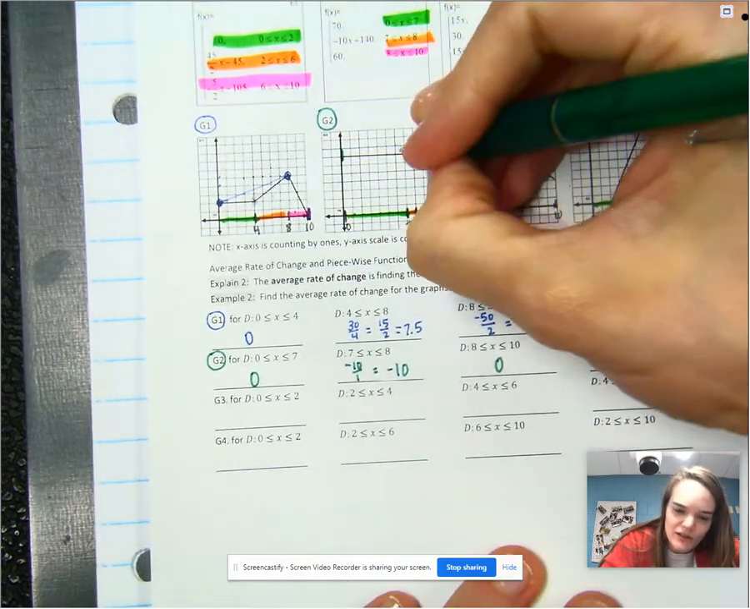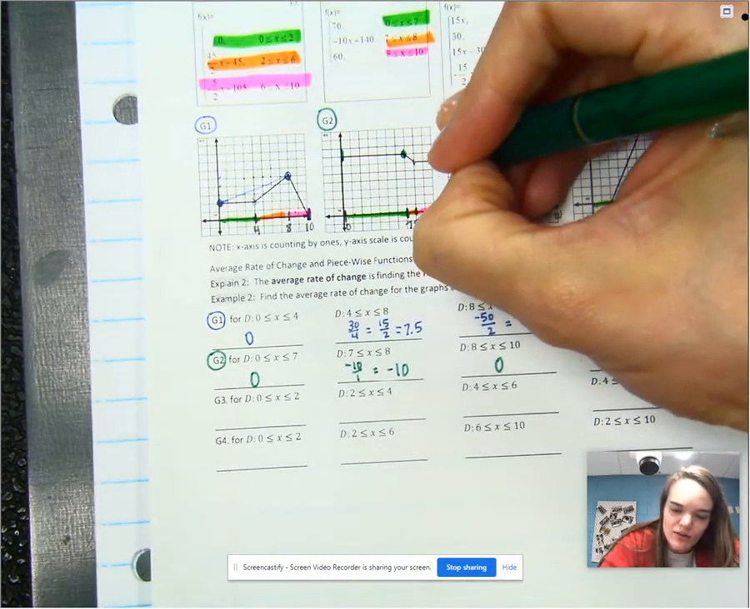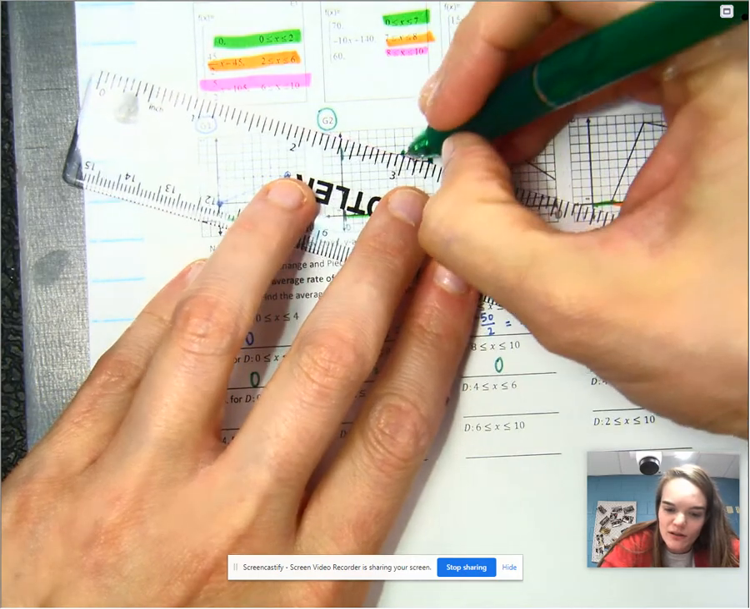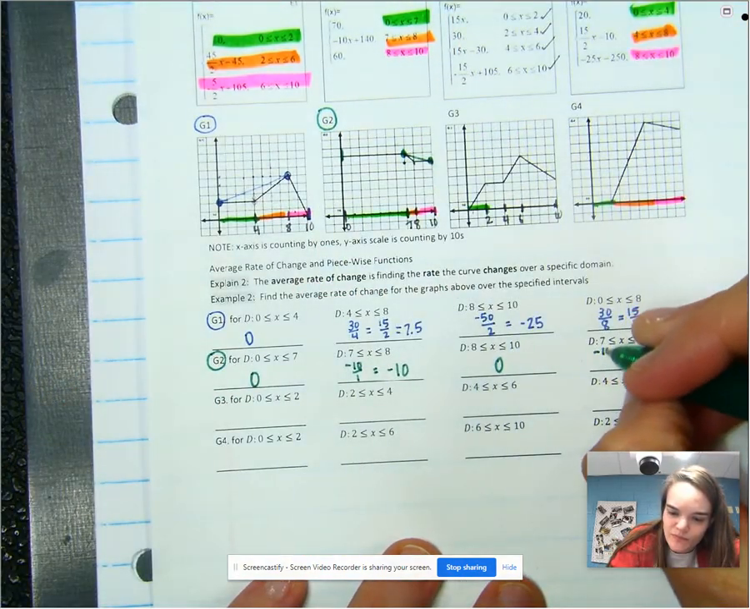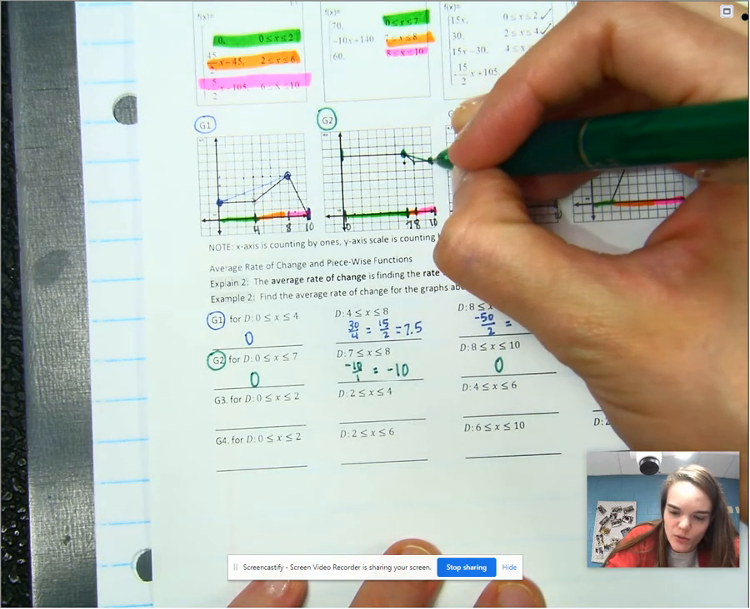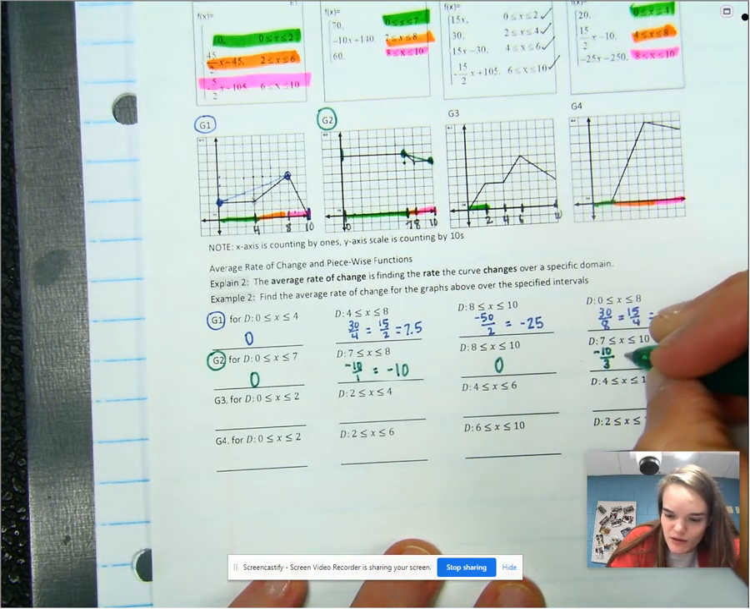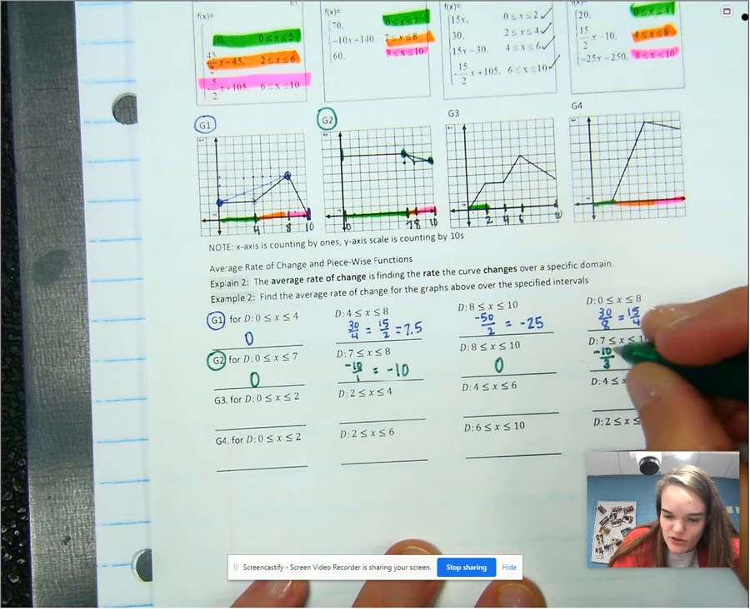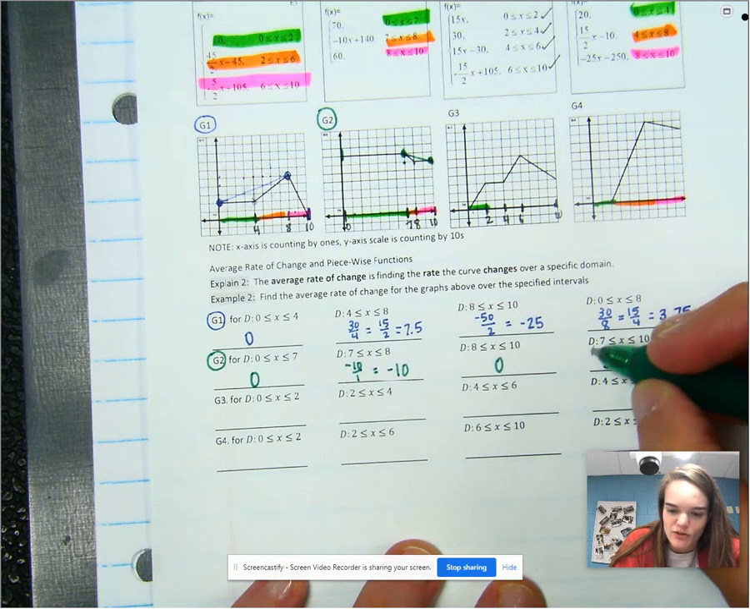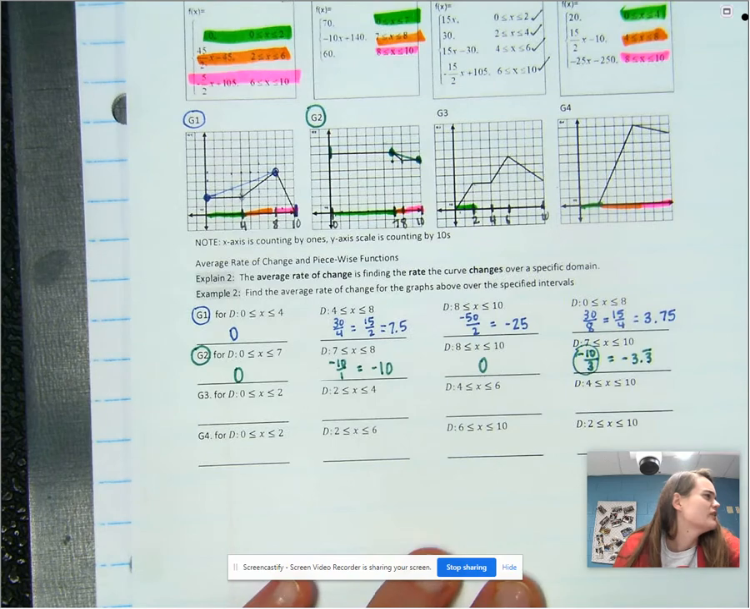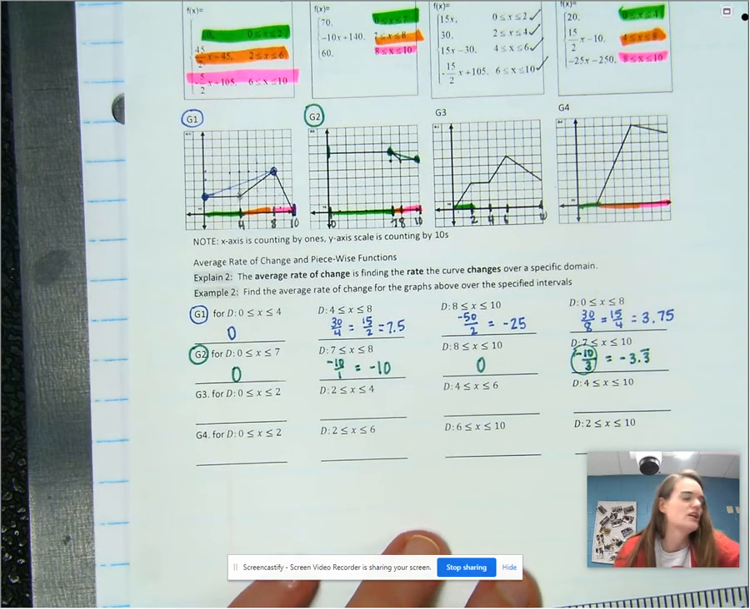From 7 to 10, remember we can draw a line. From 7 to 10, what's happening? It went down 10 and over 1, 2, 3. This is why it's a good idea to leave it as the fraction, because that ends up being negative 3.3 repeating, which we don't really want. We want the fraction. Leave it as a fraction. It's like slope is what rate of change is.